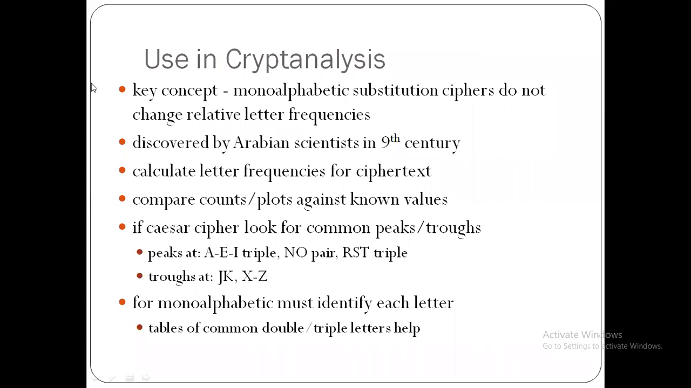Now, key concept: monoalphabetic substitution ciphers do not change relative letter frequencies. And this was discovered by an Arabian scientist in the 9th century itself. Calculate letter frequencies for the ciphertext. Compare counts or plots against known values. If it is a Caesar cipher, look for common peaks or troughs, with peaks at these letters and troughs at J, K, X, Z, meaning where it is used more and where it is used less.